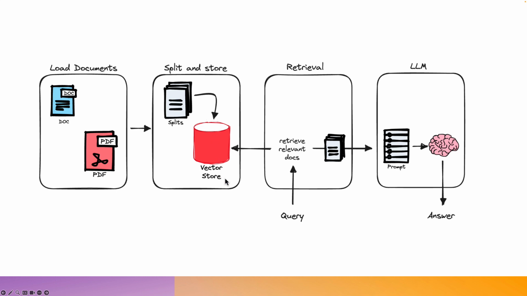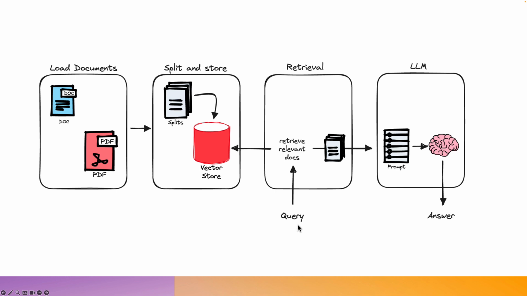Now, I said here it's a vector store. That's typically the one type of database that is going to be used. But it doesn't have to be just a vector store. It can be any search index that supports any number of search mechanisms. That could even be just full text search. But vector search is typically the recommended approach. I will explain more about that in a moment. So this is going to be our first step, loading documents and then splitting and storing these documents in some database.